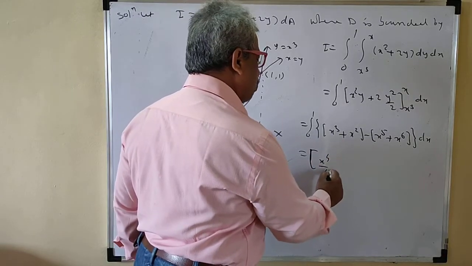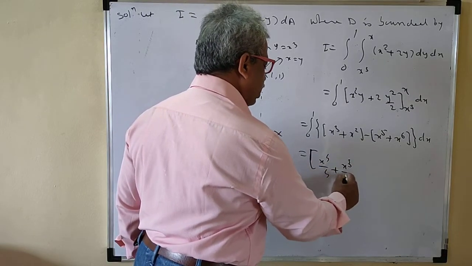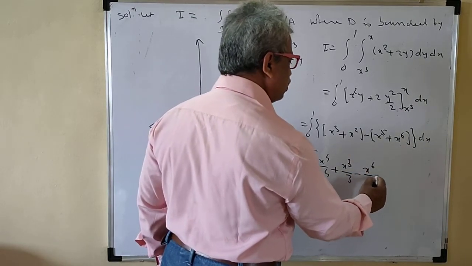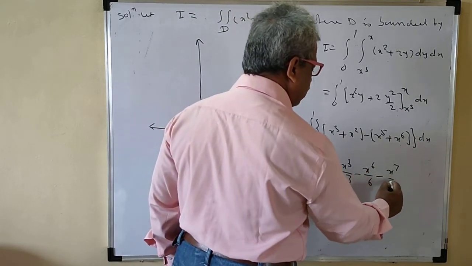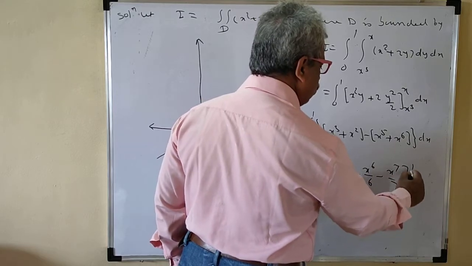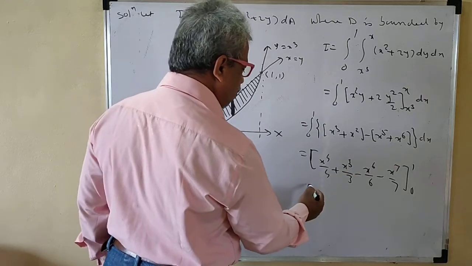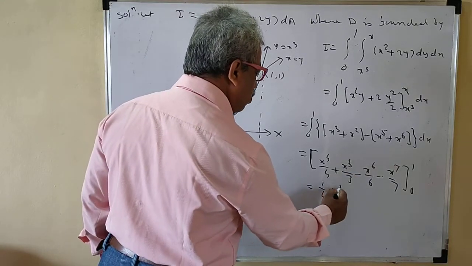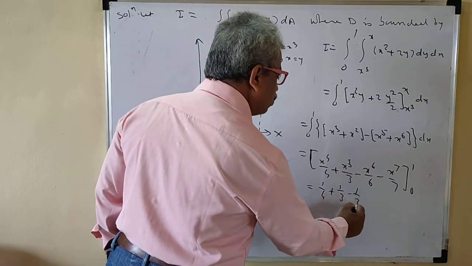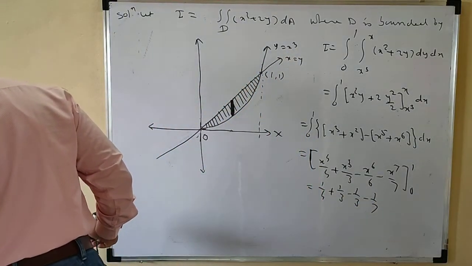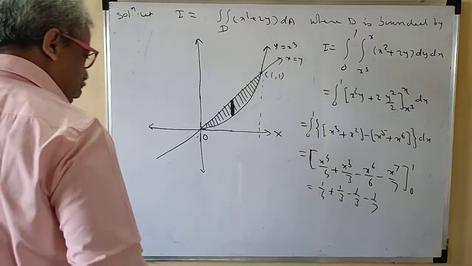So x cube is x to the power 4 upon 4. x square is x to the power 3 upon 3, minus x to the power 6 upon 6, minus x to the power 7 upon 7, from 0 to 1. If you put x is equal to 0, then everything is 0. Only you have to put the upper limit now. This is 1 by 4, 1 by 3, minus 1 by 6, minus 1 by 7.